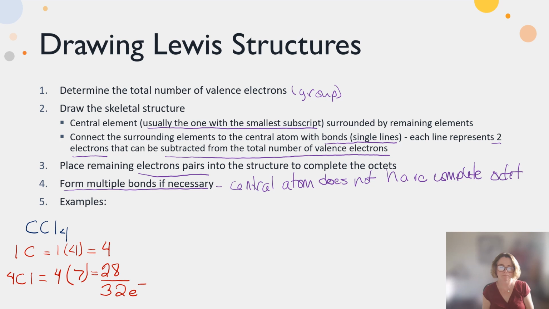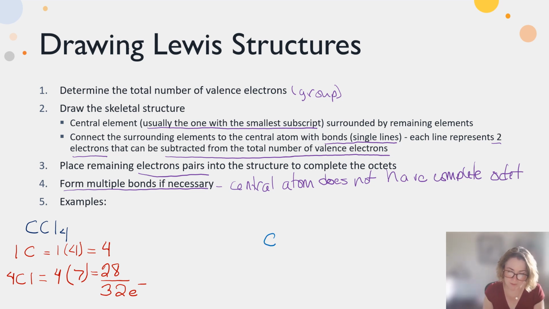Something you're going to want to do to make sure that you've got your structure correct is make sure that all of your electrons are in there. So when I'm done with this structure, I should have 32 electrons in that Lewis structure. All right. Next, I have to figure out what element goes in the middle. Well, usually it's the one with the smallest subscript, so in this case it would be carbon.